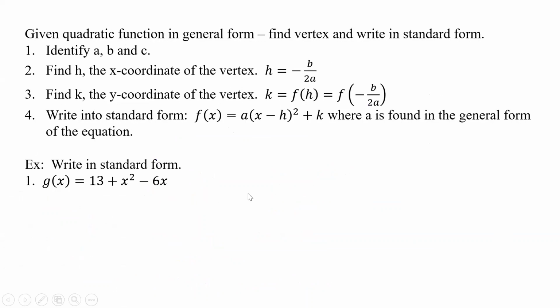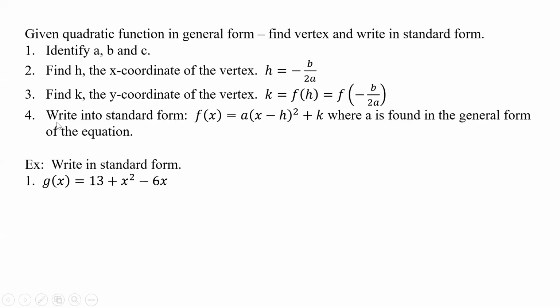All right, so here we're going to be given a quadratic function in general form, so the ax squared plus bx plus c. And what we need to do is find the vertex, and then we're going to write it in standard form. So what we're doing is really playing around, going from general to standard, standard to general, and using all the a, b, and c values to get to each direction.